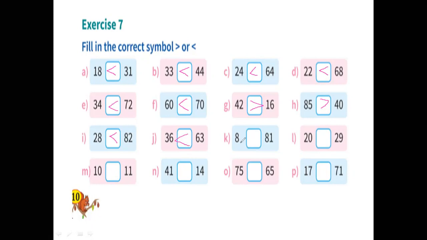Let's see here. Here only one digit is there. Here two digits are there. Obviously, is the one digit number greater or the two digit number greater? Two digit is greater.